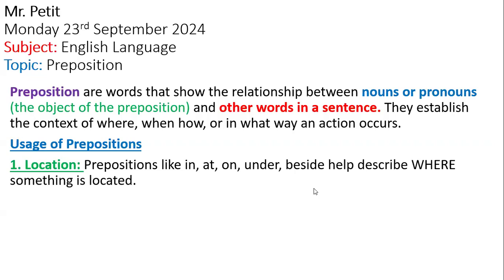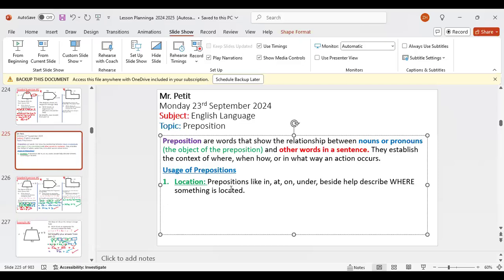Vincent and Malicio, are y'all there? Can I hear from them? Stanley, can you hear me? Where's Stanley? Yes, sir. Read the one for location. Prepositions like in, at, on, under, beside, help describe where something is located.